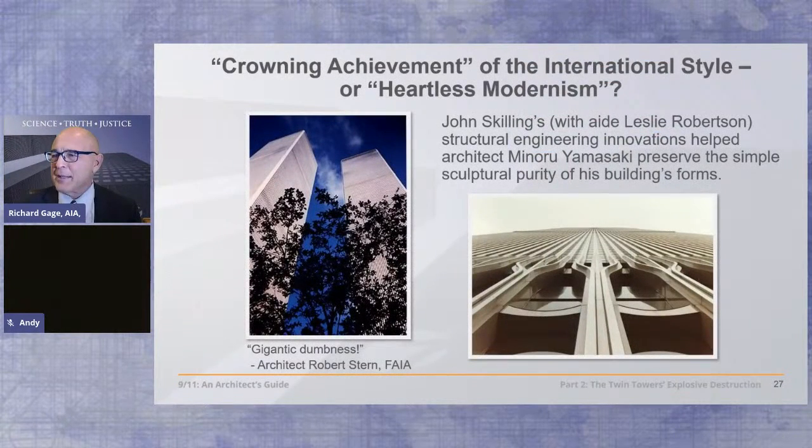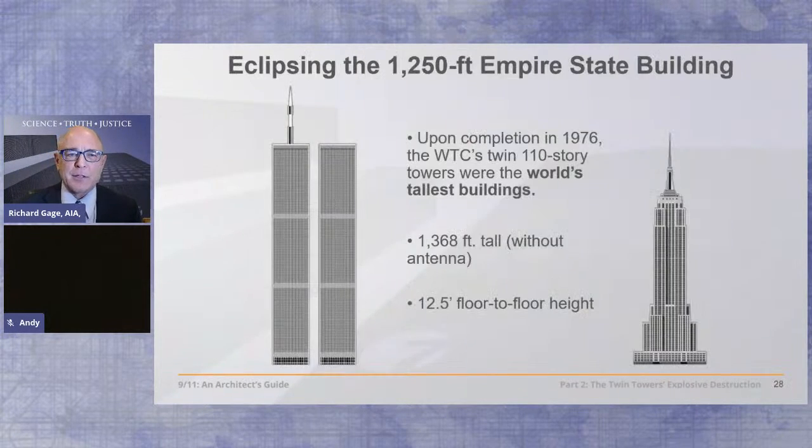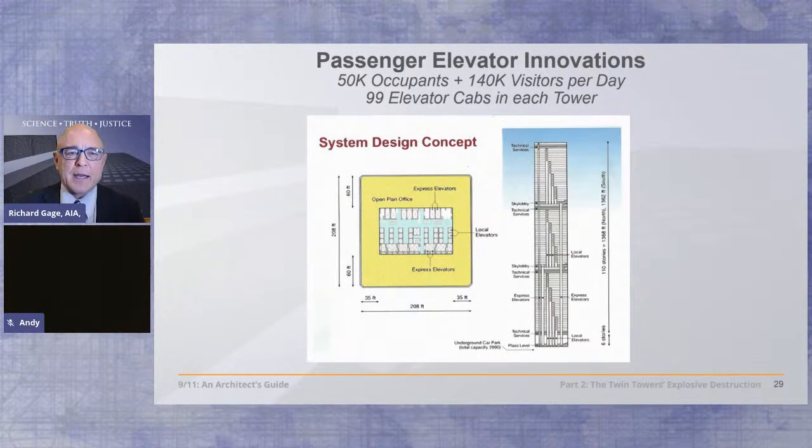Just first, in terms of the design, some hailed the Twin Towers as the crowning achievement of the international style. Others, heartless modernism. Robert Stern calls it gigantic dumbness, right? You just extrude 2 squares until they become the tallest buildings in the world, which they were at the time that they were built. Compare that to the Empire State Building, the beautiful unfolding massing of Art Deco style. Quite a distinct departure from an effort at real design, in my opinion.